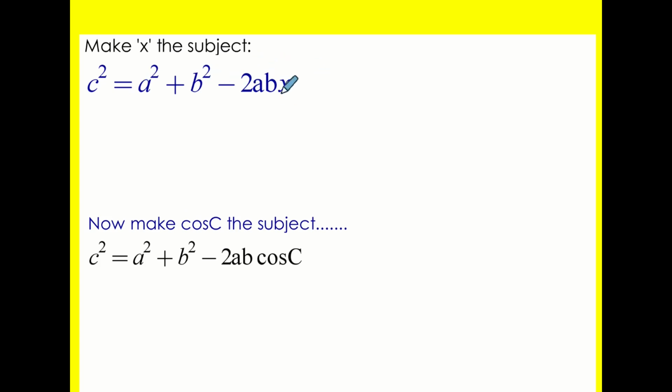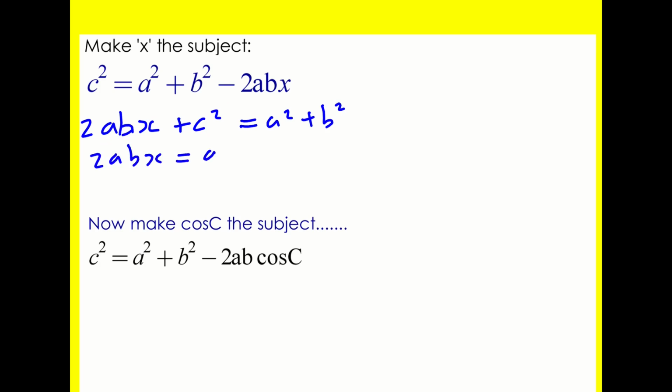Right, I'm going to now add 2abx to both sides. So it's going to be 2abx plus c squared is equal to a squared plus b squared. Now I'm going to minus c squared from both sides. And then finally, I'm going to divide through by 2ab, all in one go. That is absolutely fine. And we're done.